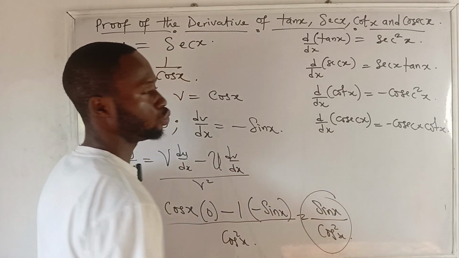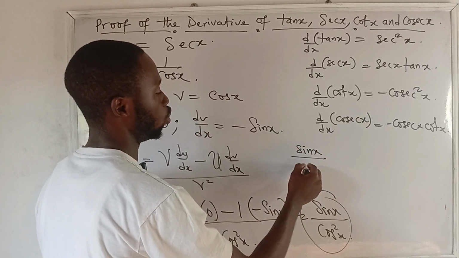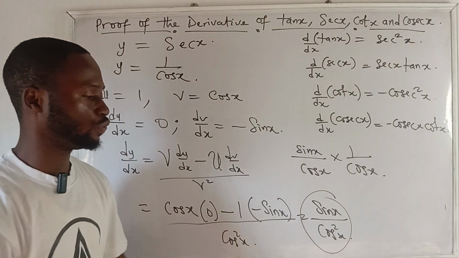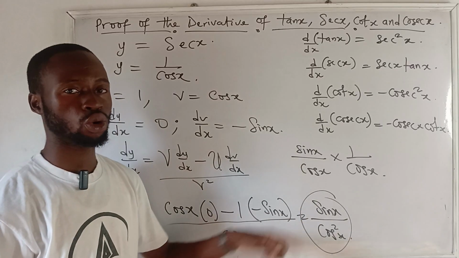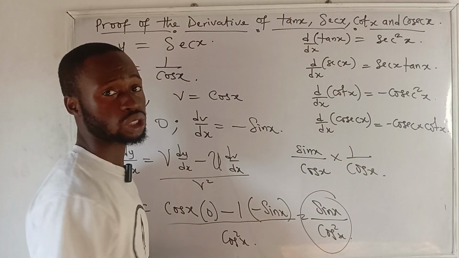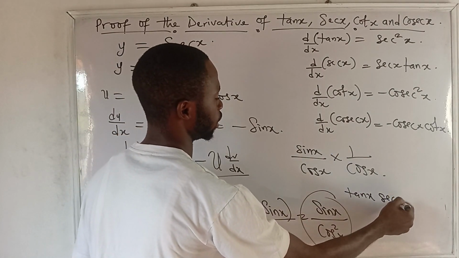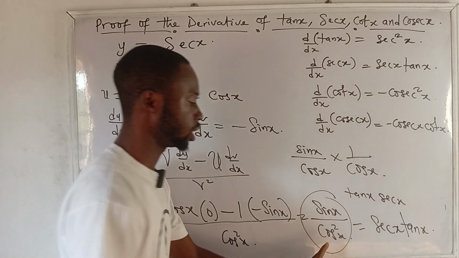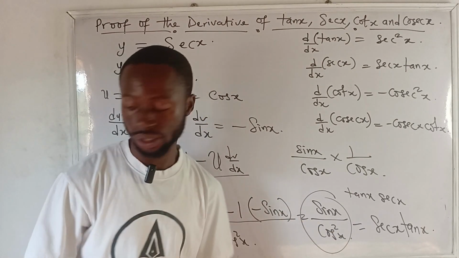So what we have here, we could simplify by writing it as sine x over cos x multiplied by 1 over cos x, right? Because we split the cos square x into two denominators so that we can have sine over cos. The purpose is that we know sine over cos is tan, and 1 over cos is sec. So we can say this is tan x and this is sec x, which can also be written as sec x tan x. So automatically this is the same as sec x tan x.